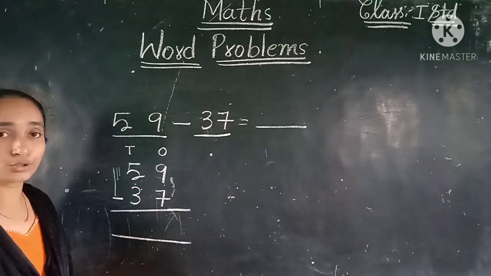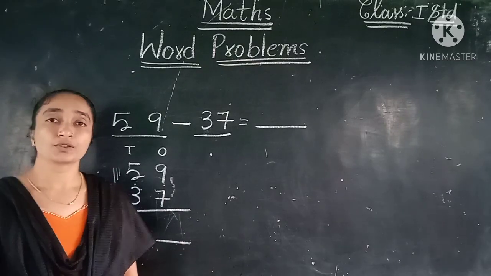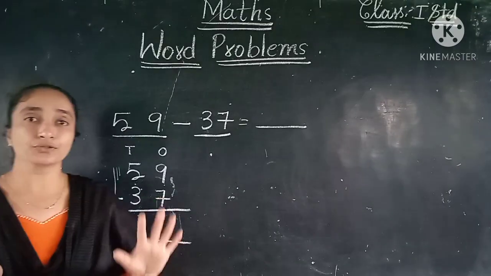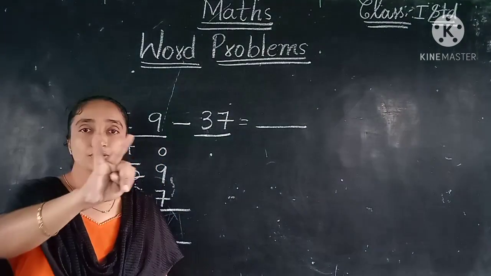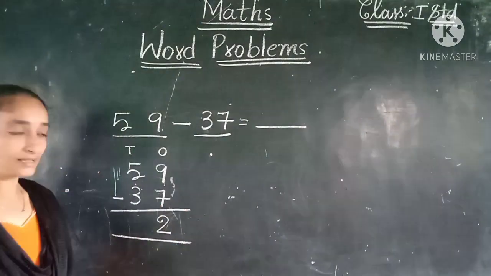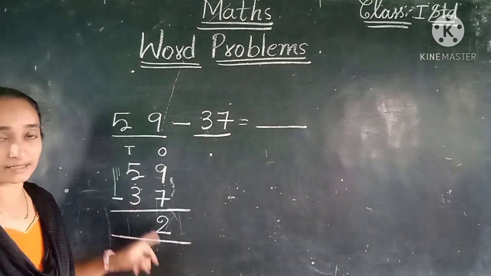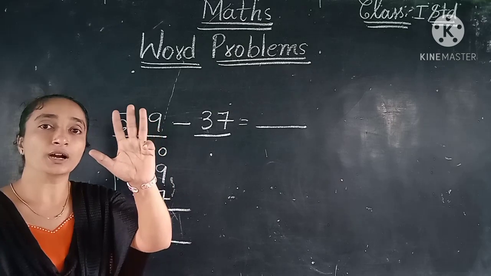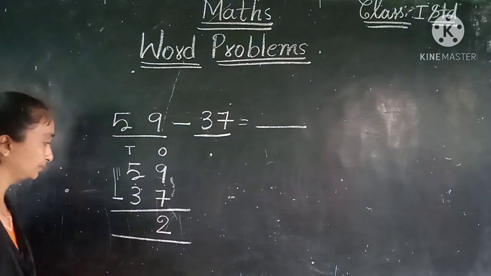So now let us do it from the ones place. So now 9 minus 7. Take 9 fingers. So we are taking the 9 fingers. 7 we have to fold: 1, 2, 3, 4, 5, okay children, 6, 7. So remaining 2. 2 ones below the ones place. Now comes the tens place. 5 minus 3. Take 5 fingers. 3 fingers you should fold. 1, 2, 3. So remaining 2.